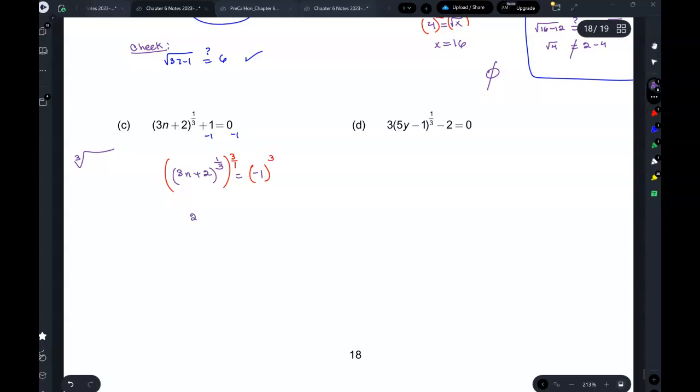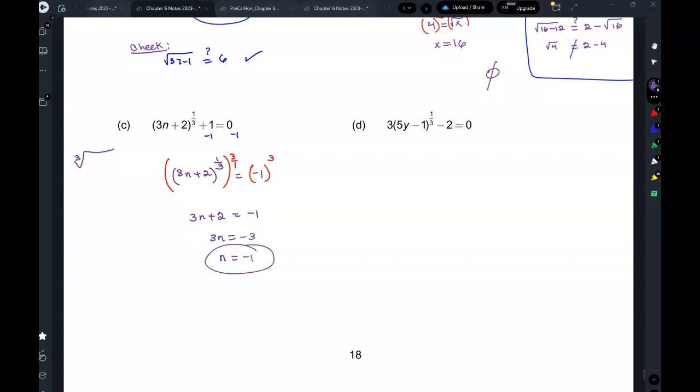So now I have 3n minus 2 to the power of 1, oh, 3n minus 2 equal to negative 1. So what's 3n equal to? Positive 1. So n is, no. Oh, no. Sorry. This is 3n plus 2. So 3n equals negative 3. n is minus 1.